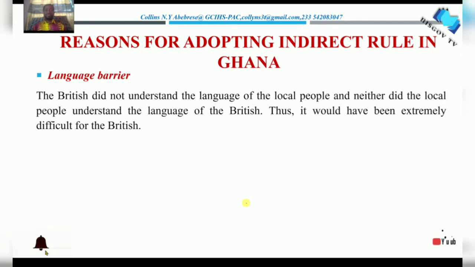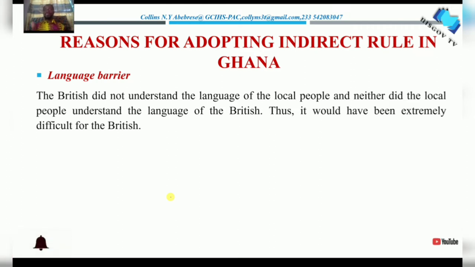Now let's take a look at the next reason for the adoption of indirect rule in Ghana: the language barrier. The British did not understand the local languages. Neither did the people understand the language of the British. Even in Ghana, in Nigeria, in Gambia and co., the people living there speak different ethnic languages. You understand? The people don't even have one language. The people themselves can't even speak with each other in their local languages. They don't have one common language, let alone the British communicating with them.